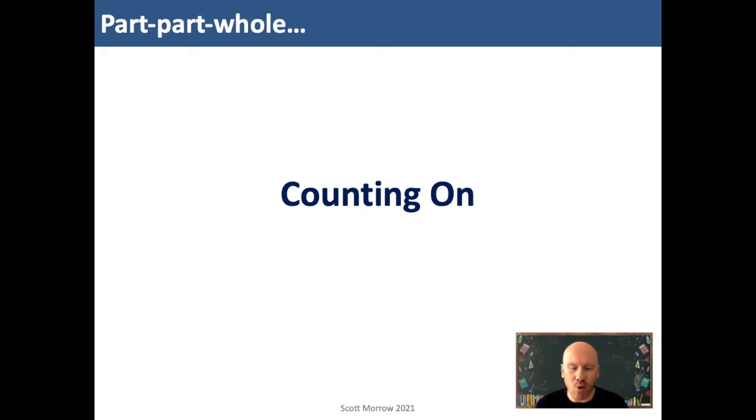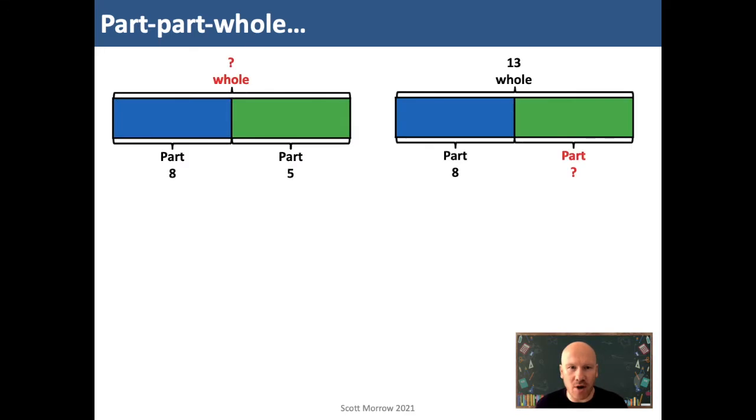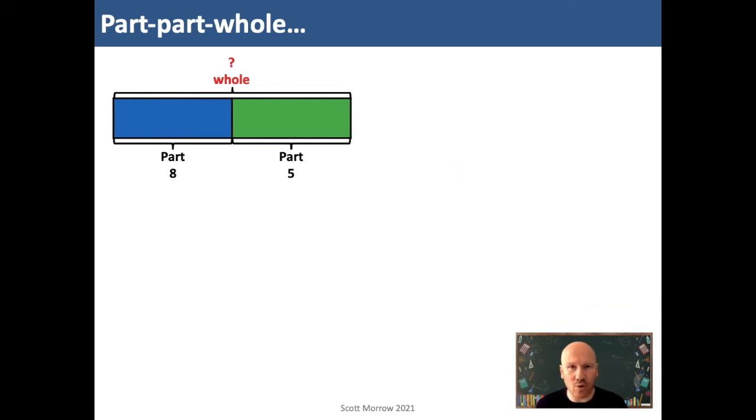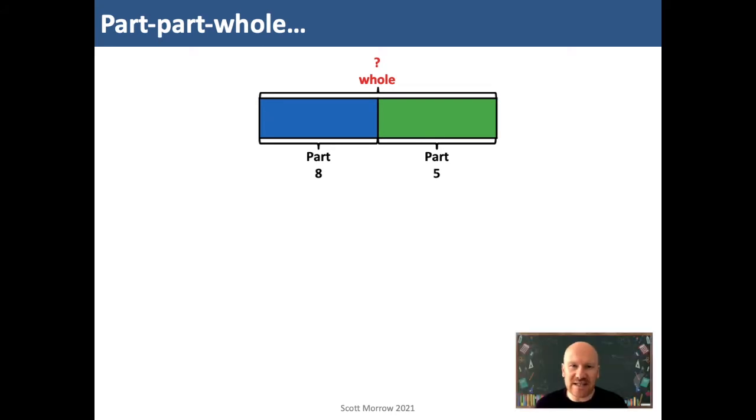There are two possible scenarios for these types of problems. Either we don't know the whole amount, or we don't know one of the parts. In this first video, we'll focus on problems where we don't know the whole amount. We can see from this visual representation that to find the whole amount, we need to add those two parts together. Let's consider a typical problem.